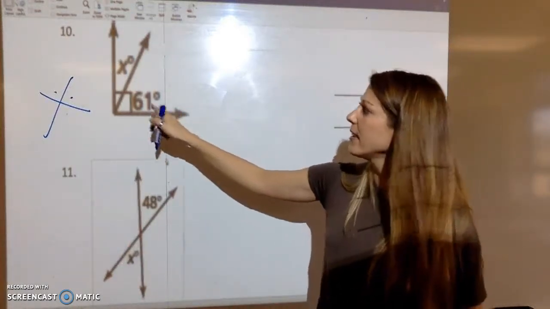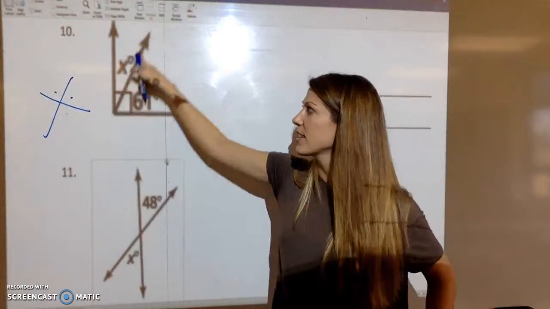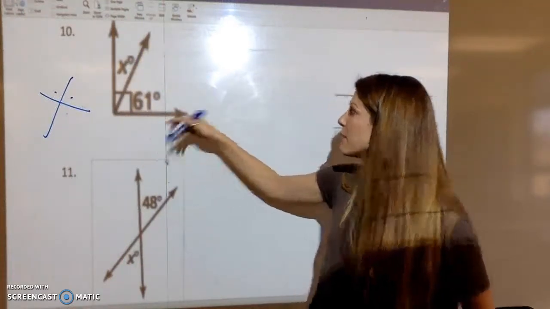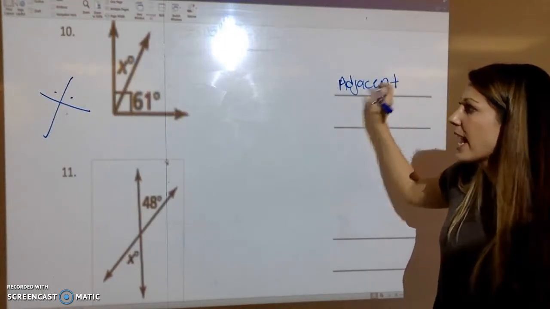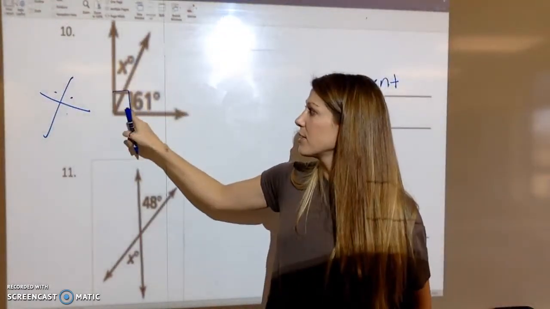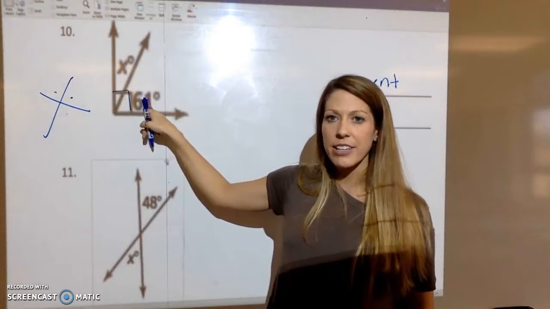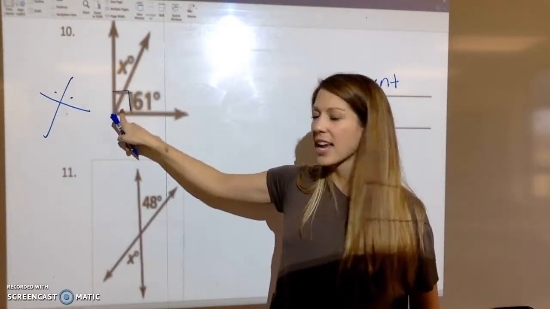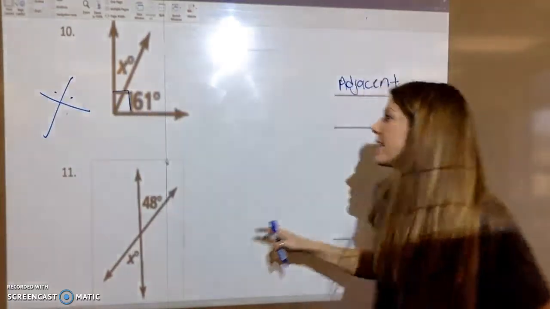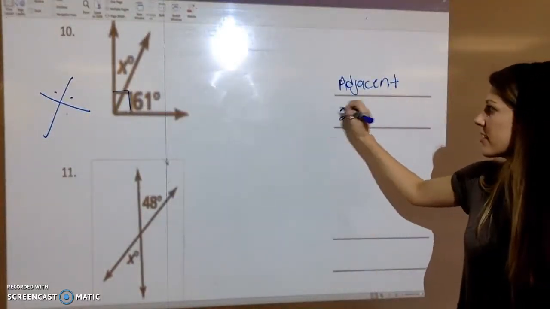So for number 10, they're adjacent because they're next to each other. They share this side. So we would write adjacent. Now, this box means that together these two angles add up to 90 degrees. So if this one's 61 degrees, to find x, we would take 90 minus 61, and that's how we get 29 degrees for x.